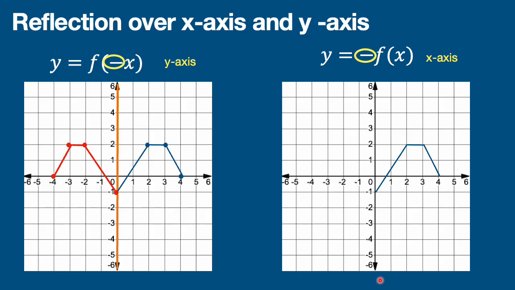Okay, here is another example. This time you're going to reflect over the x-axis. You're going to change the sign of y. So start with 0 and negative 1. Change the sign of y: 0 and 1. Here is 2 and 2, meaning 2 and negative 2. 3 and 2 becomes 3 and negative 2. 4 and 0 is still 4 and 0. Then you connect these points. You have the graph of y equals negative f of x after reflection over the x-axis.